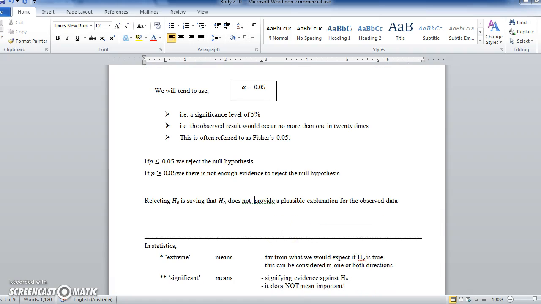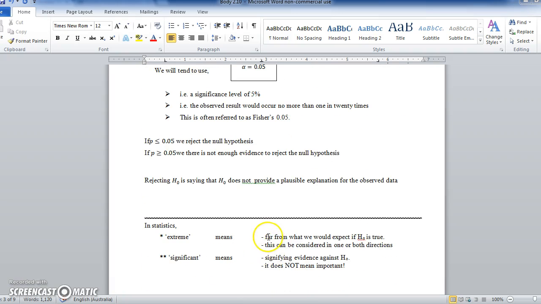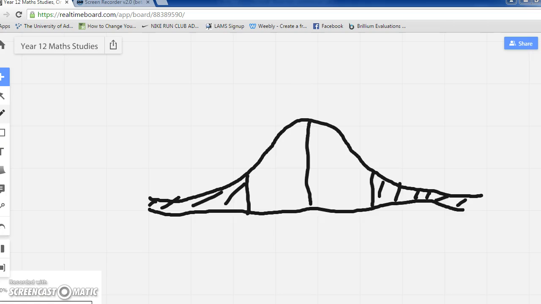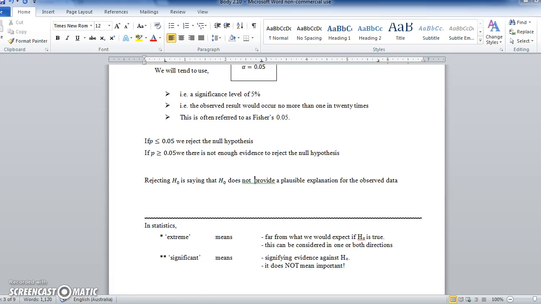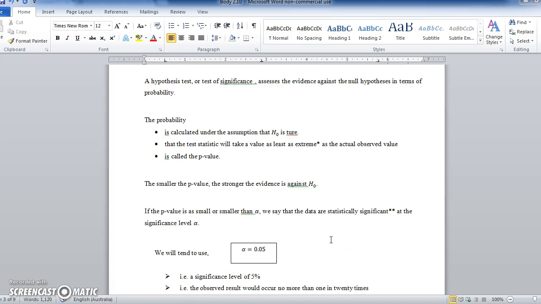So extreme in statistics is relative, so it's far from what we'd expect if H0 is true. So extreme is talking about values right out here with a low probability. Significant is talking about evidence against H0, so that's why we call it significant, because it gives us evidence to reject H0. It doesn't mean the same as important, it's just talking about evidence against our null hypothesis.